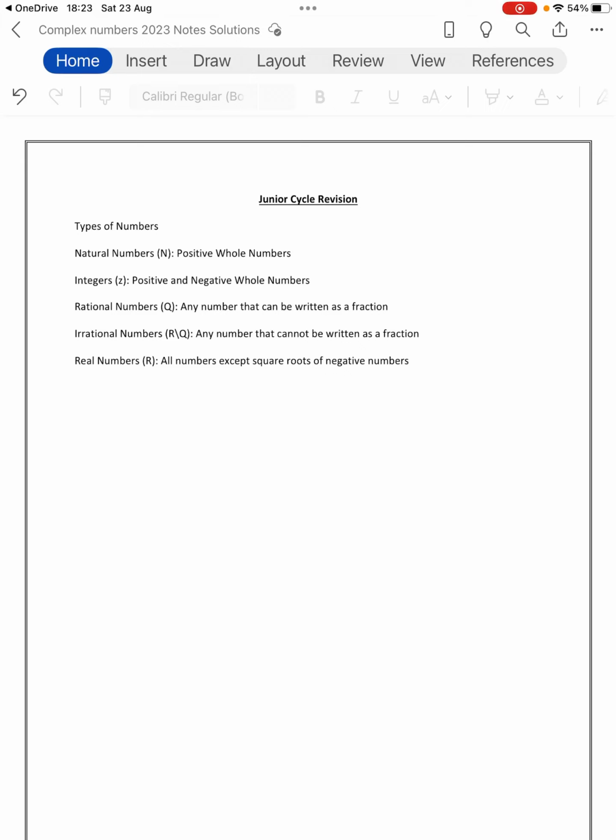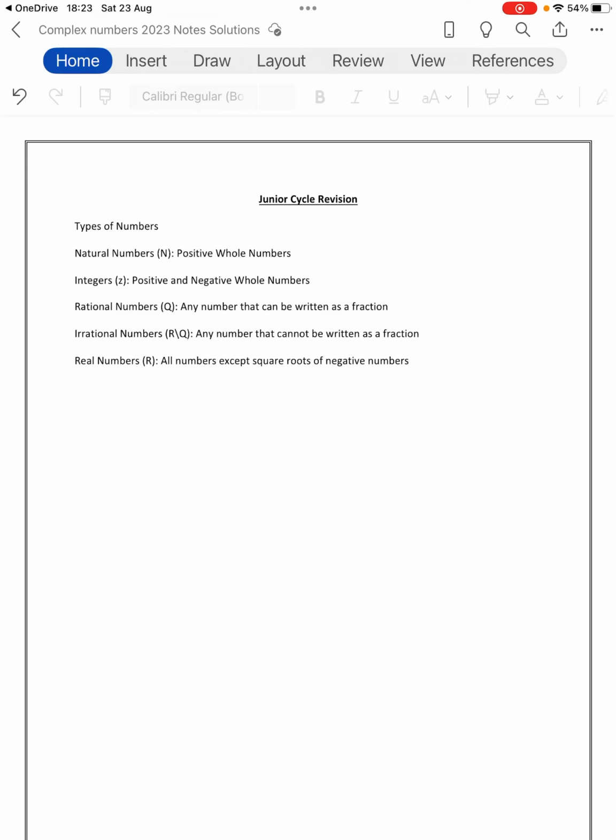So basically at junior cert level, everything is a real number. And then we divide them up into different categories: rational numbers and irrational numbers. So a number is either rational or irrational. If it can be written as a fraction, it's rational. So for instance, 3/4, or the number 10 can be written as 10/1.